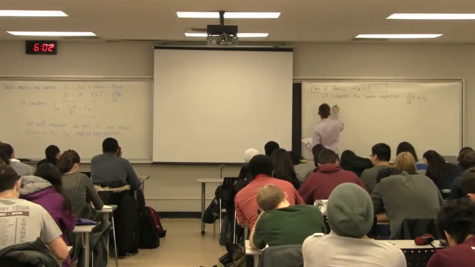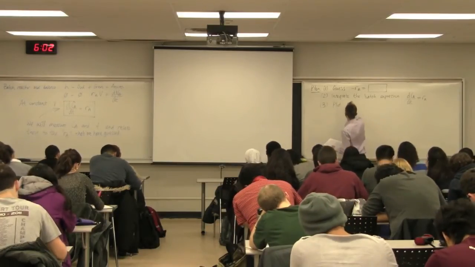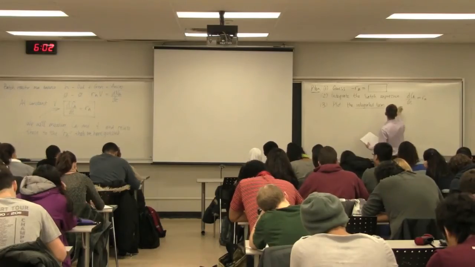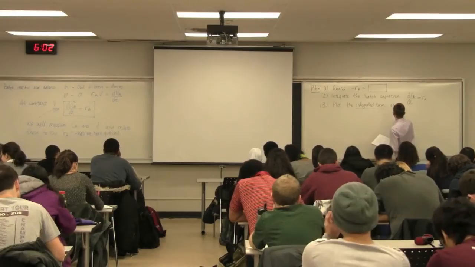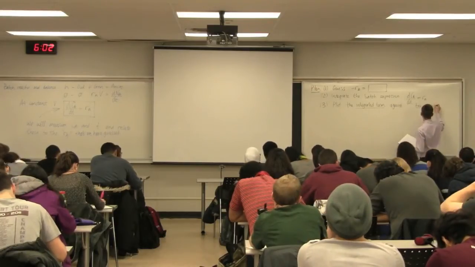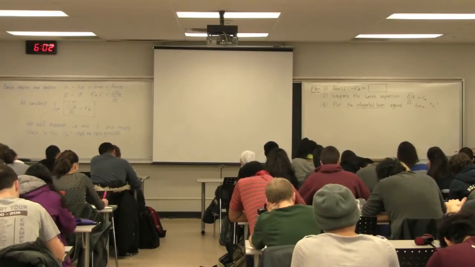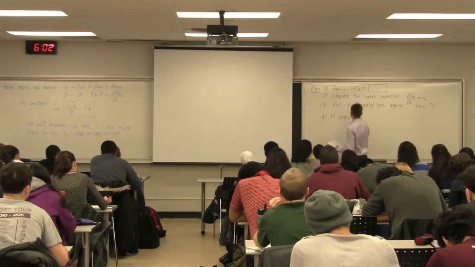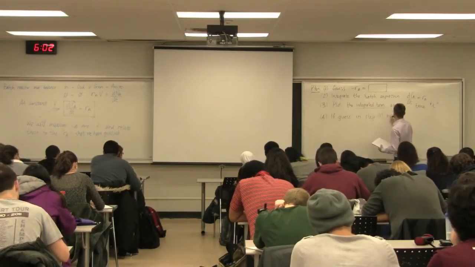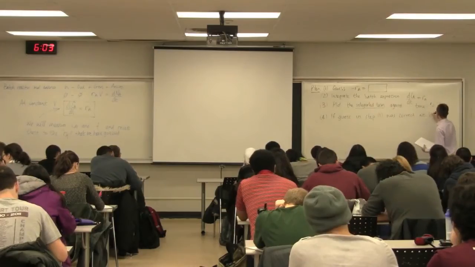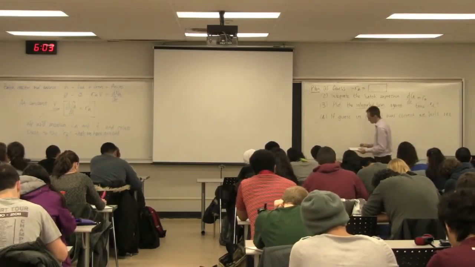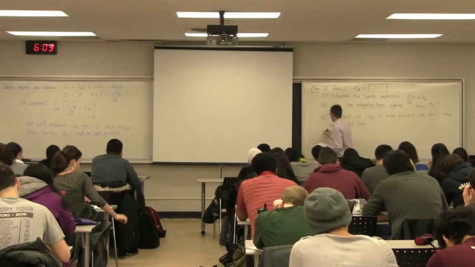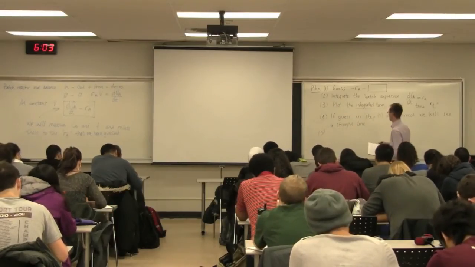Third step is to plot the integrated term against time. So we're going to integrate first, plot that integrated term against time t. And if our guess was correct, if our guess in step one was correct, we will see a straight line. If our guess was incorrect, we have to go back to step one again.